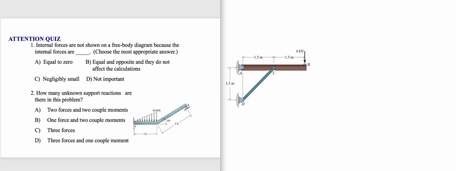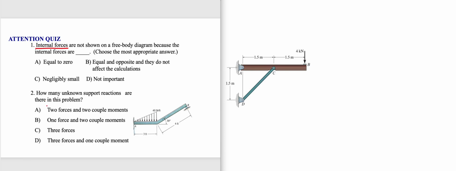When do we have an internal force? If you remember the concept, we have internal forces when we make a cut. If we don't make a cut, we don't represent the internal forces. The reason being, they're equal and opposite at every section, at every point where we make a cut. So they don't affect the calculations.